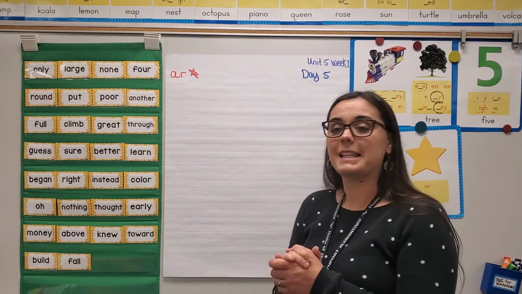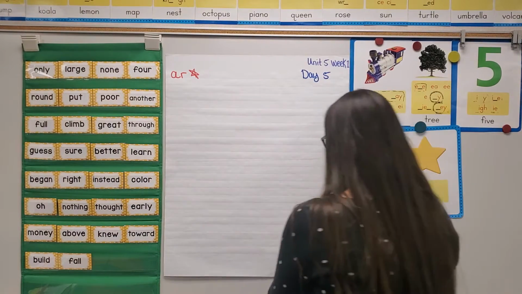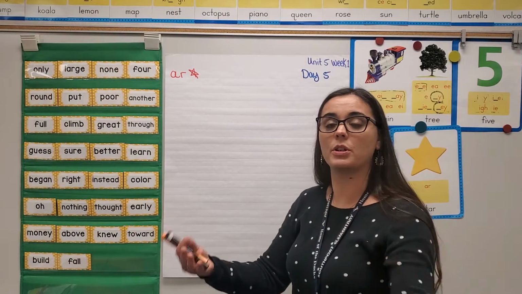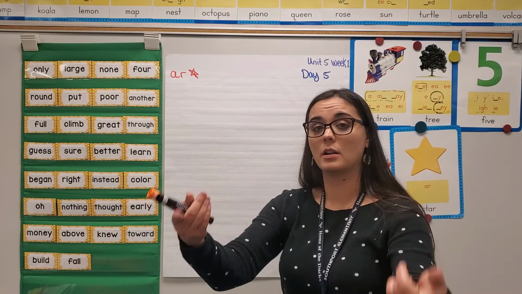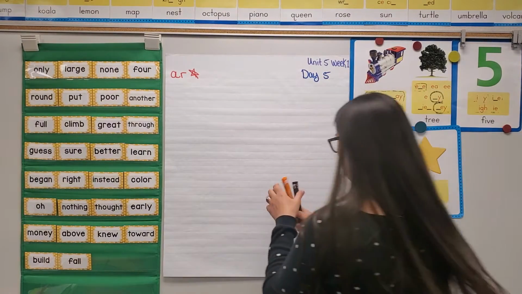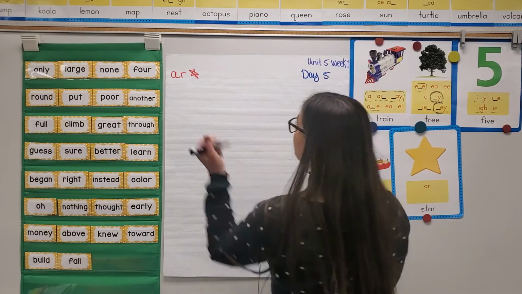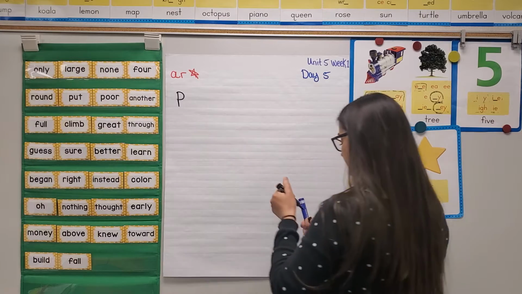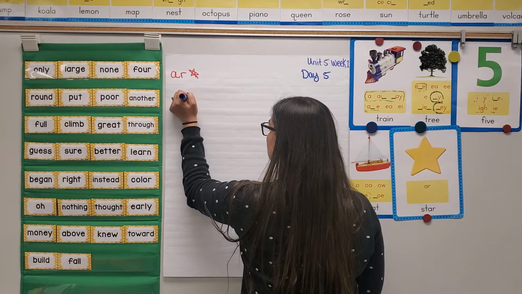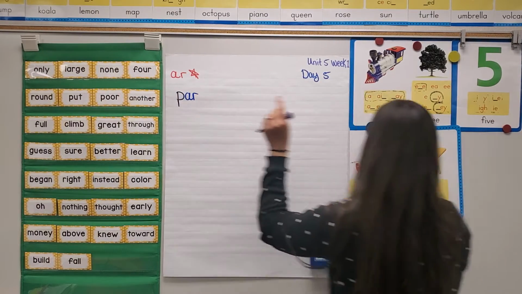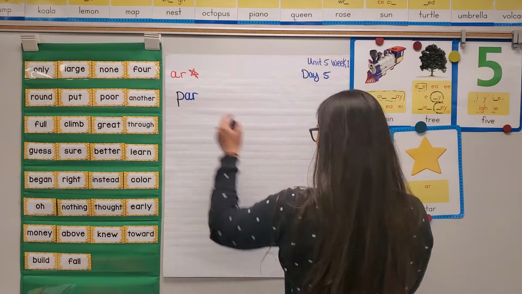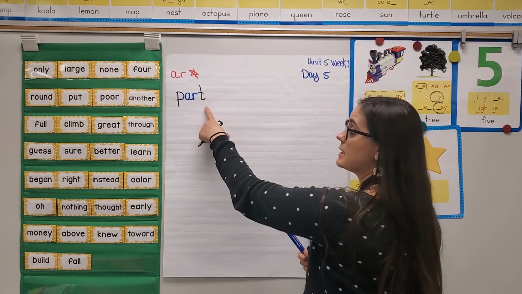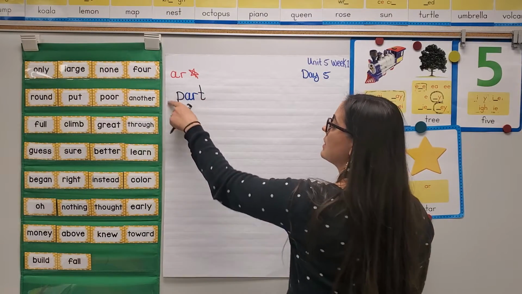All right, let's get started on our words. First word, part. Your turn. Pa, R, T, part. P says pa. A-R, R, pa, R. T says ta, pa, R, T, part.